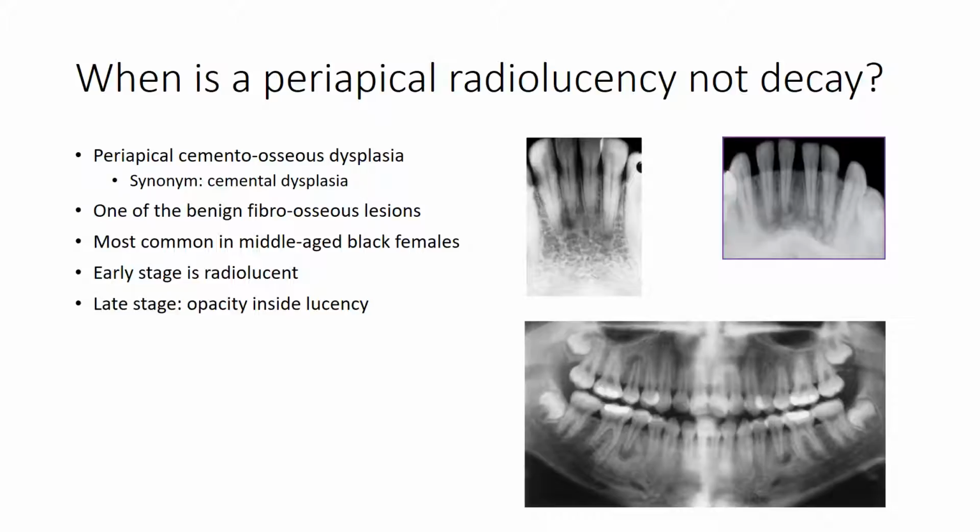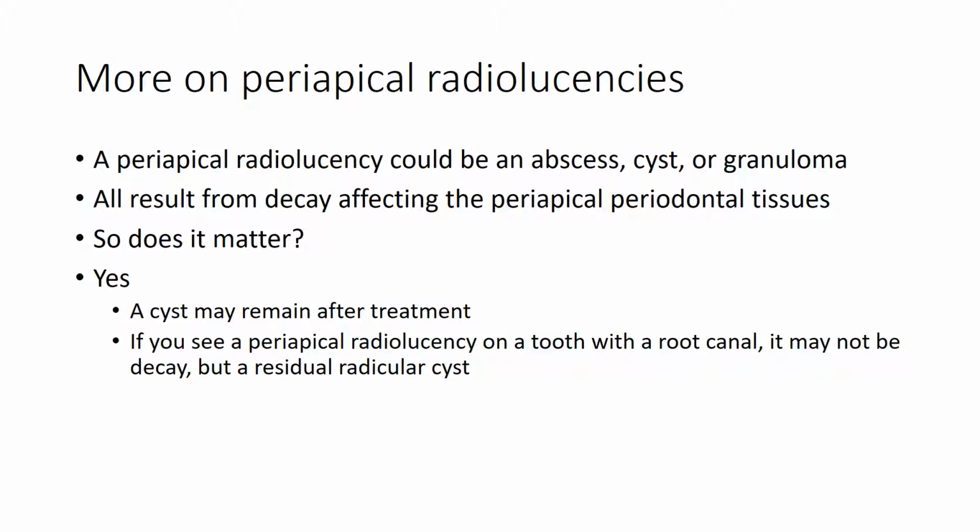I don't think you need to mention it in the differential most of the time, especially in the radiolucent phase, but when you see the radiolucency with the area of sclerosis within it, I think that is more specific, and in that case you should mention this entity in your differential diagnosis.